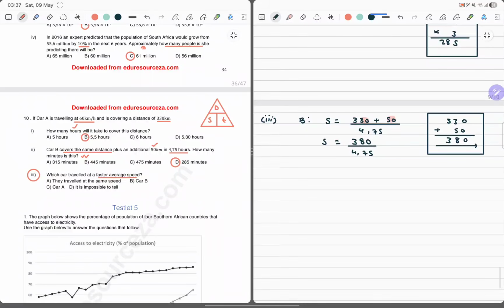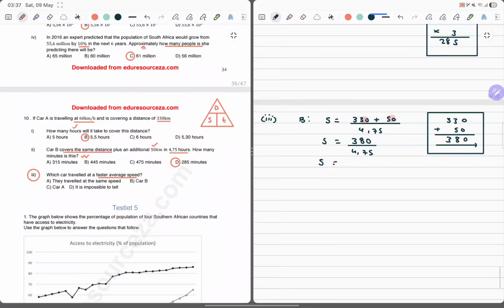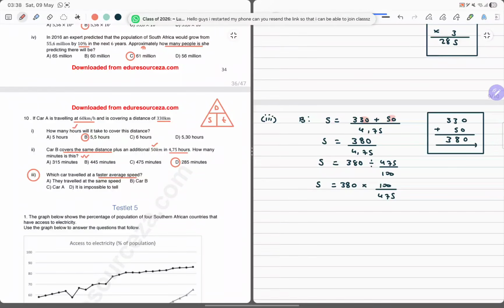Right, now we have a problem. The speed here is going to be 380 divided by, converting to decimal, 475 over 100. Right? This is going to be tough, it looks very messy. We could reduce this by using 5, but let's just leave it. S is going to be 380 multiplied by 100 over 475. Nice and easy. Don't go clear.